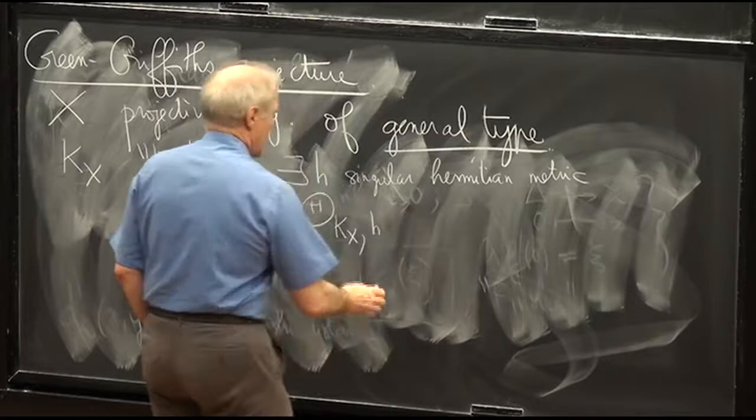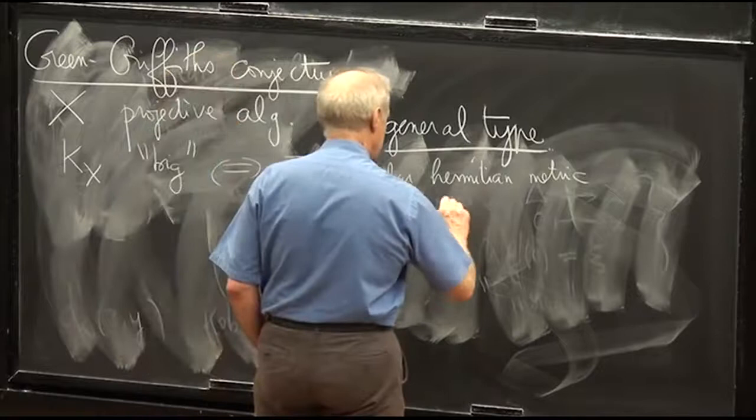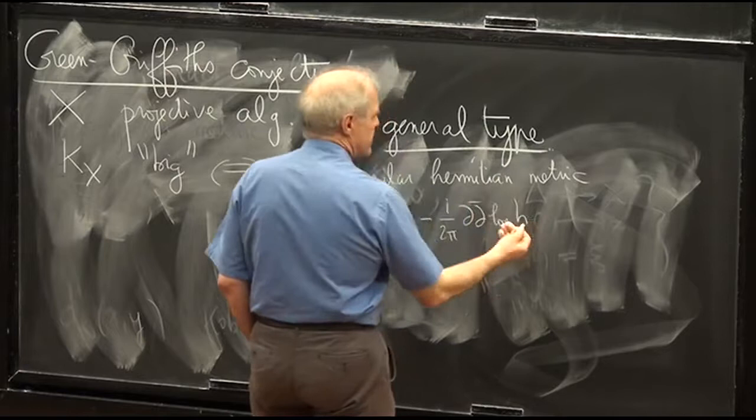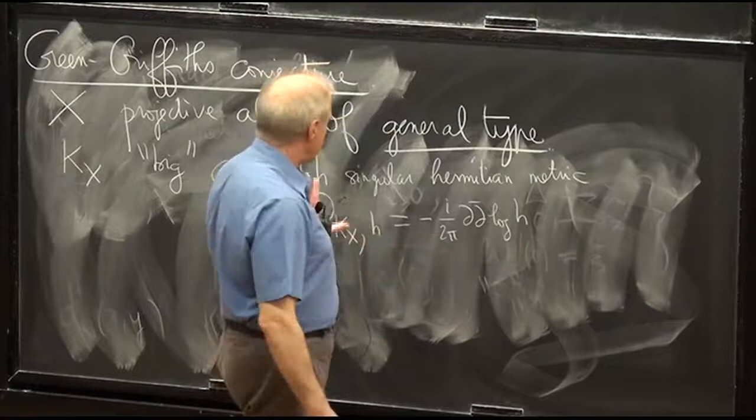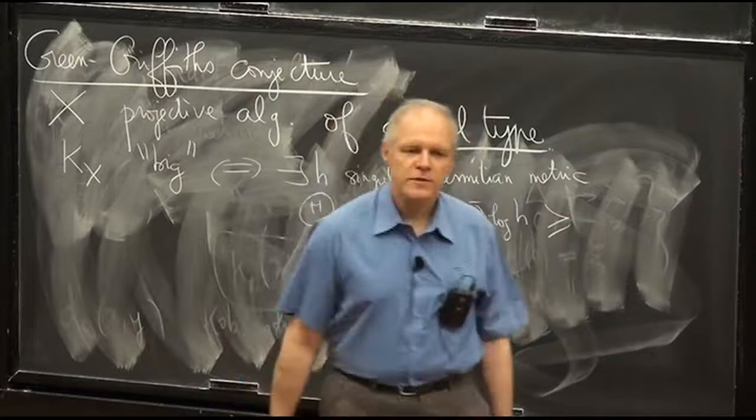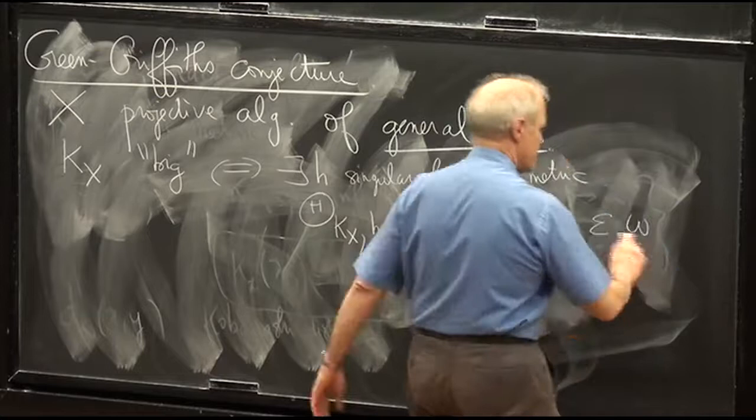it has poles, so you compute it as a current. So it's minus i over 2 pi dd bar log h. And because there might be poles here, you really get a current. But you require that as a current, this is bounded away from zero, strictly positive as a current. So it's larger than epsilon times omega, for some epsilon positive, and omega a Hermitian metric, or Kähler metric, on X.